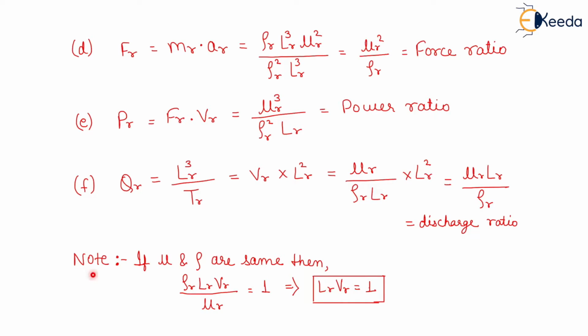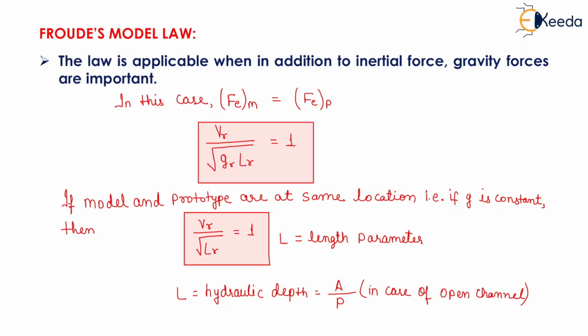Now, one note is written here: if mu and rho are the same, then rho r into Lr into Vr upon mu r will be equal to 1. Therefore, Lr into Vr will be equal to 1. Now next will be Froude's model law. The law is applicable when, in addition to inertia force, gravity forces are important. That is shown here. Now, Vr upon under root of Gr into Lr will be equal to 1.